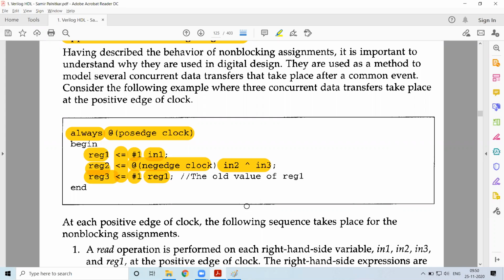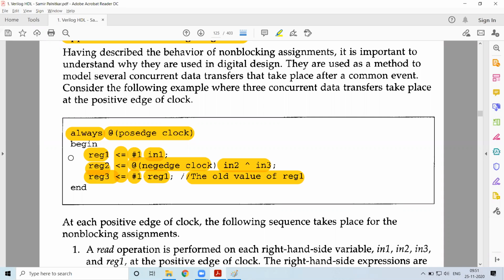Here you can see that it is specifying that the old value of reg1 is used. What is happening in this case? Since it is non-blocking, all of them start their execution. Initially in1, in2, in3, and reg1 are evaluated. But reg1 is getting updated after a one time unit delay.